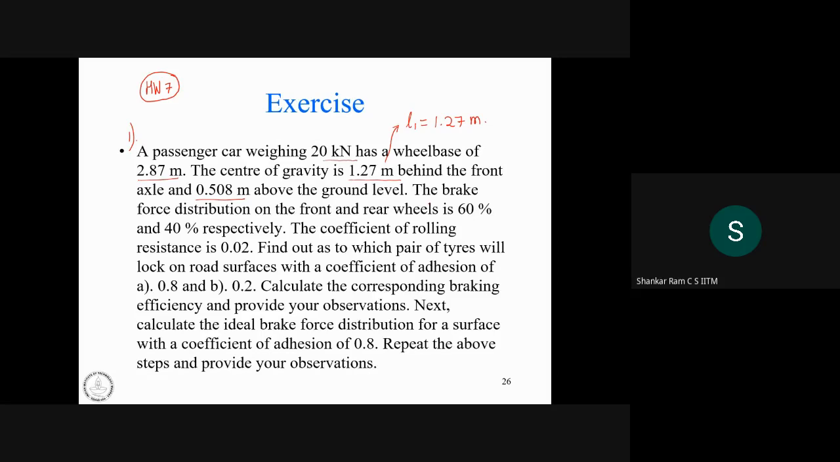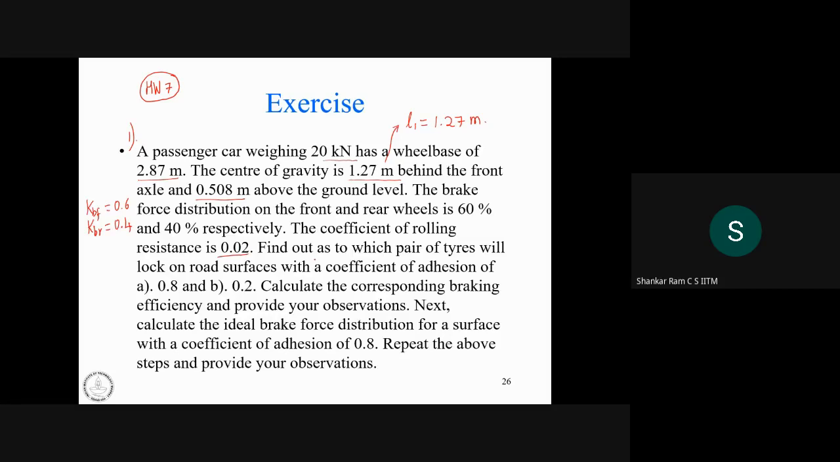The brake force distribution on the front and rear wheels is 60 and 40% respectively. So that means KBF is going to be 0.6 and KBR is 0.4, right? So we are given the brake force distribution. The coefficient of rolling resistance is given as 0.02.